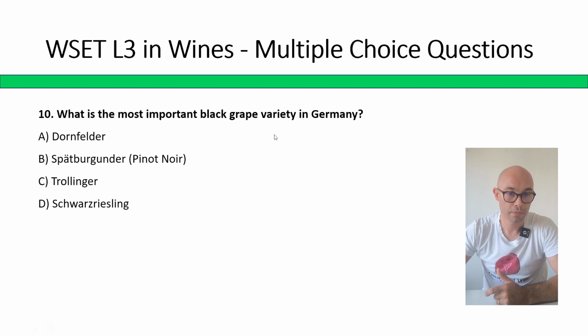What is the most important black grape variety in Germany? Dornfelder, Spätburgunder, also known as Pinot Noir, Trollinger, Schwarzriesling. The correct answer is B, Pinot Noir or Schwarzriesling.